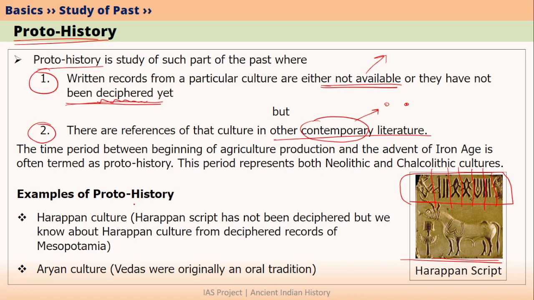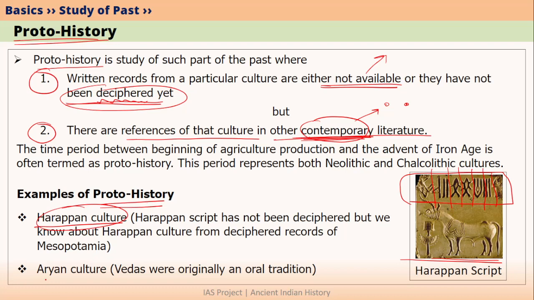If we look at the examples of proto-history, Harappan culture is called proto-history. Why? Because the Harappan script has not been deciphered yet, but there are references to Harappan culture in the contemporary Mesopotamian literature. That is why Harappan culture is called proto-history.